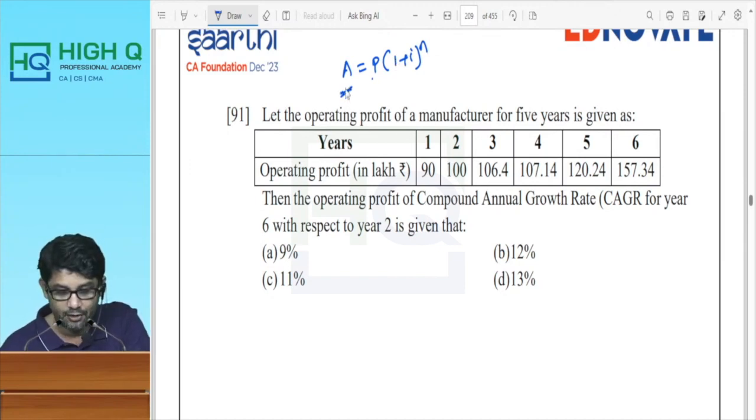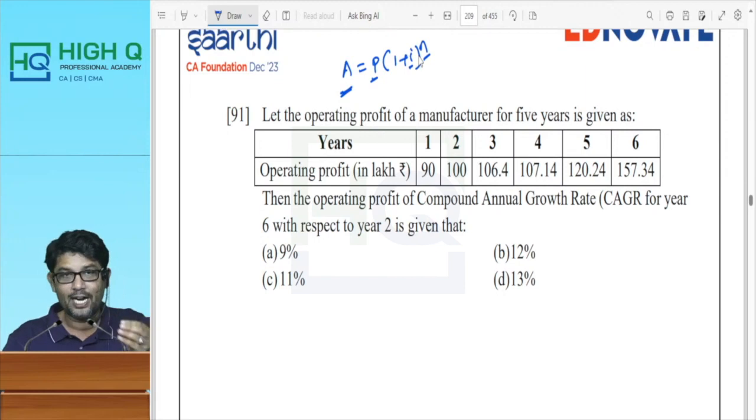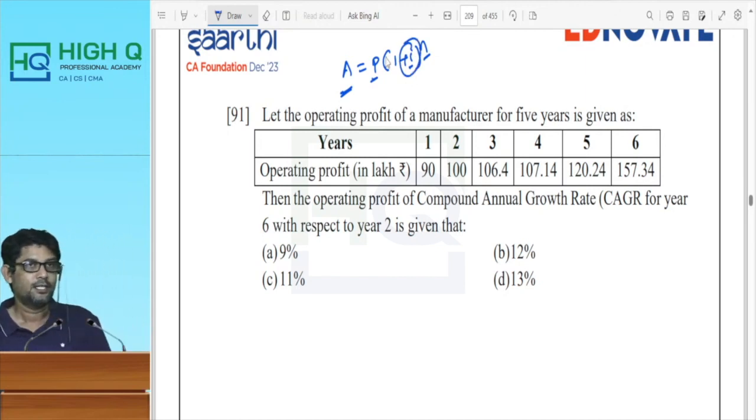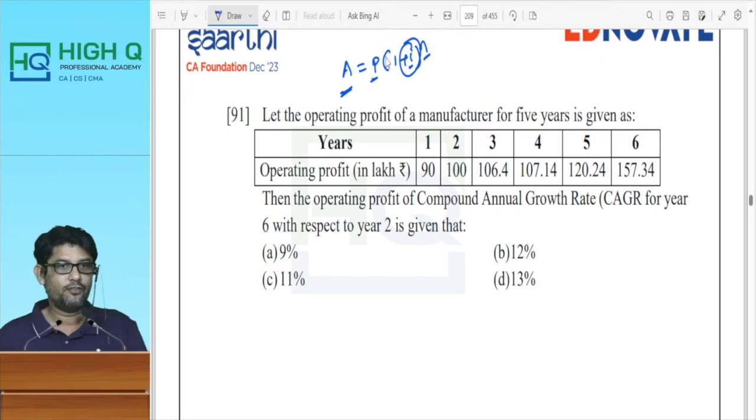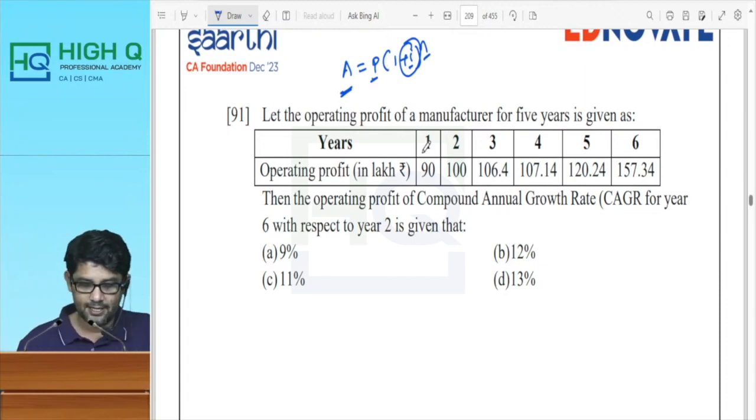What does A stand for? Amount. P stands for principal. N stands for number of years. I stands for rate of interest or CAGR, compound annual growth rate. That is what I is. So, in this question, they ask you to find out I. The formula is the same. In this question, what are you going to find out? I only. Either rate of interest, or you can say it as CAGR.